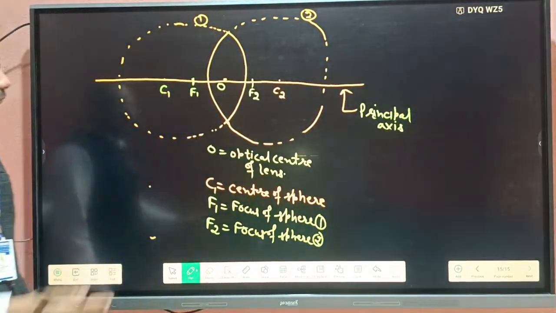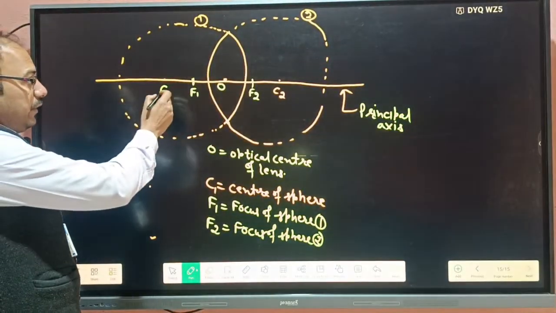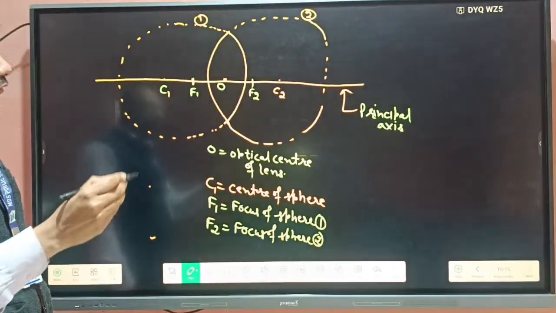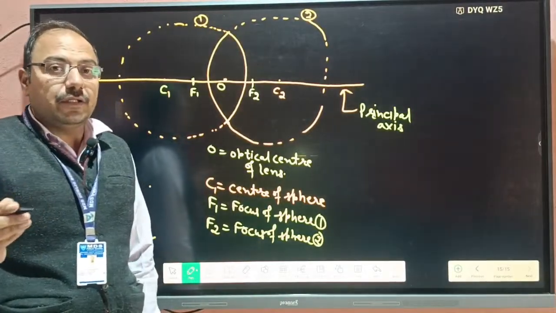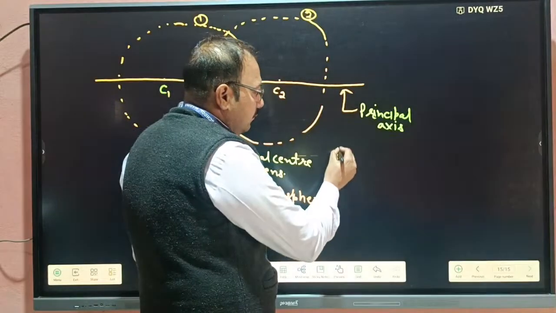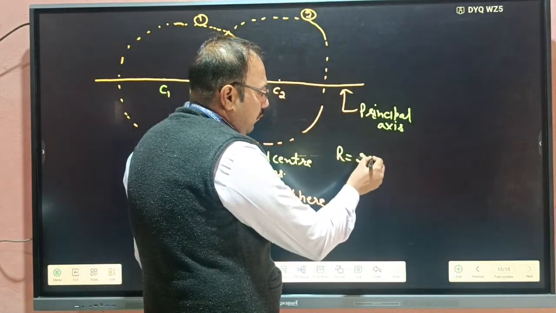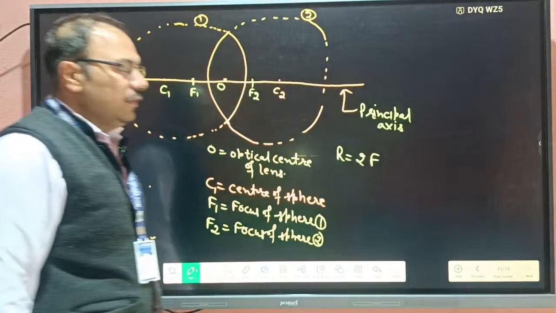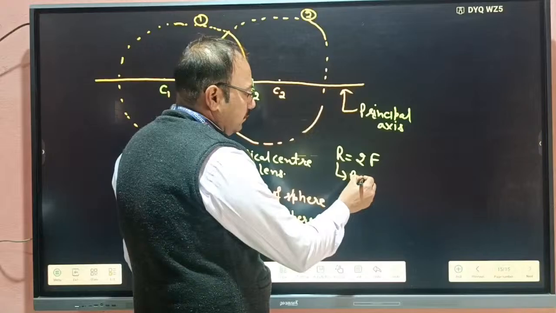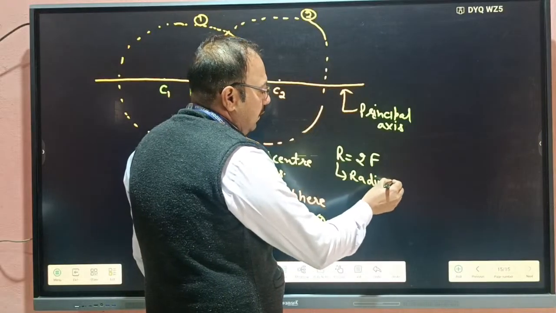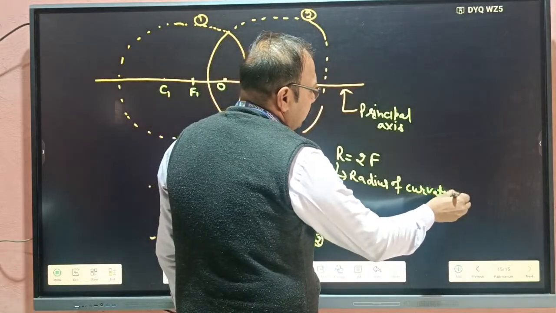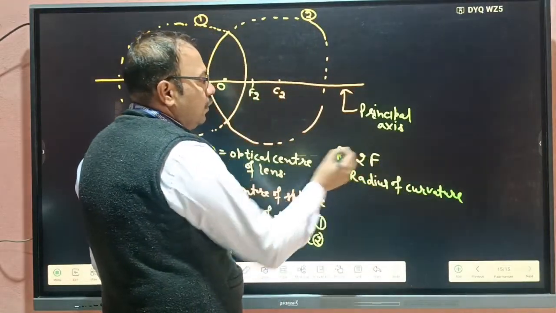So here we can write C1 is double of F1. So what is the relation? We already learned the relation in mirror. What is the value of R? R is equal to 2F. Here R is the radius of curvature. So R is equal to 2F.